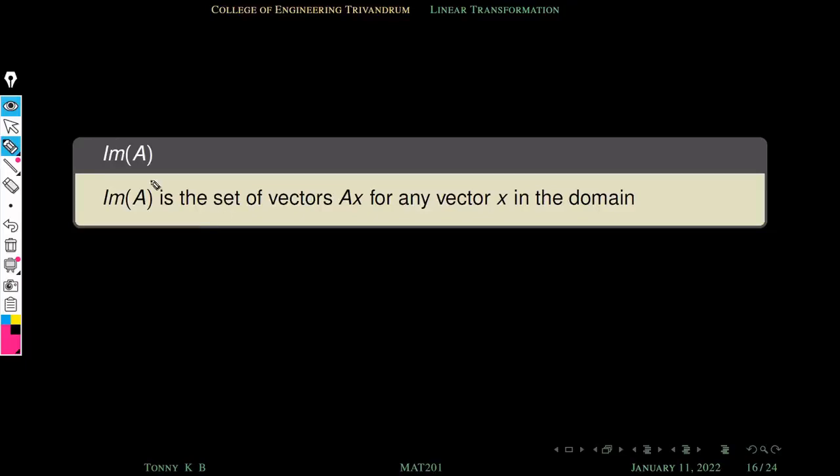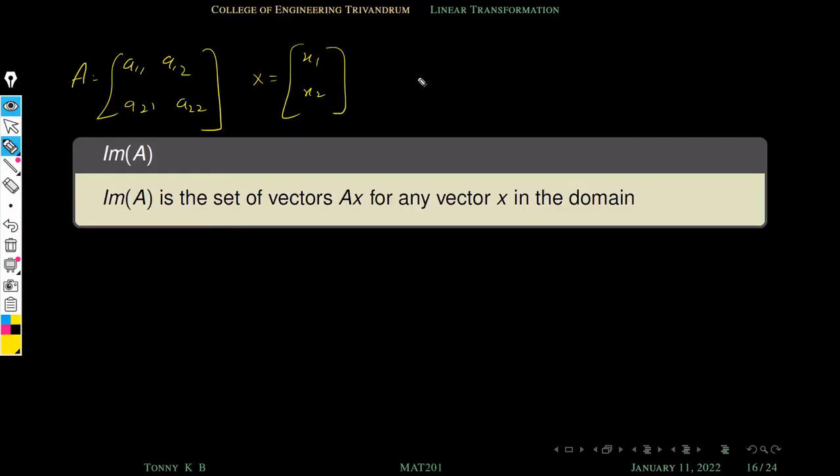Okay, next definition is image of a matrix. Image of A is the set of all vectors Ax for any vector x in the domain. The whole collection of Ax's is called the image of a matrix. For example, we consider a 2 by 2 matrix. A is equal to A11, A12, A21, A22, and x is any vector. That will be x1, x2. This x1 and x2 are arbitrary numbers.